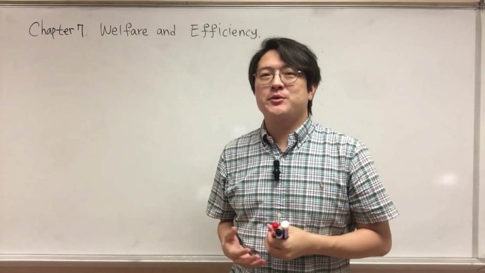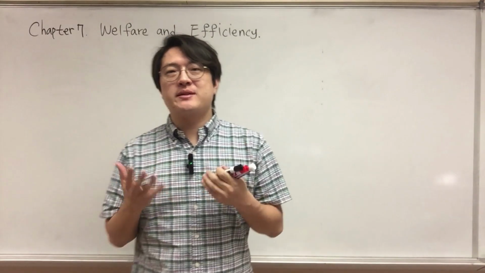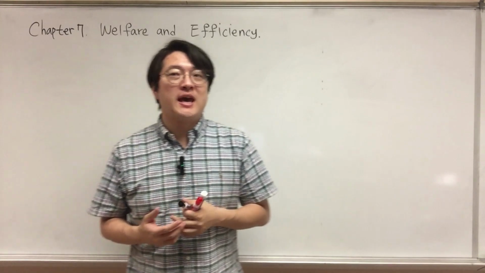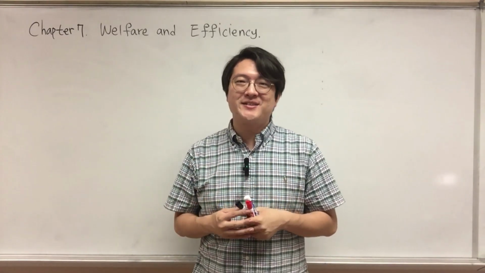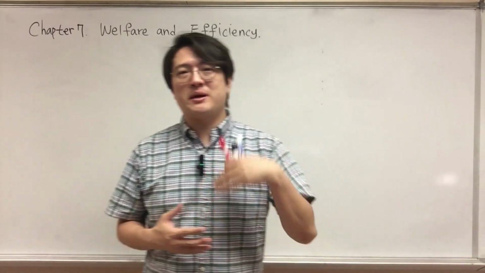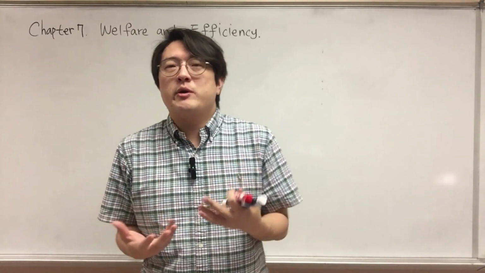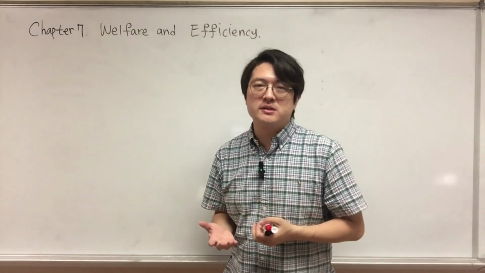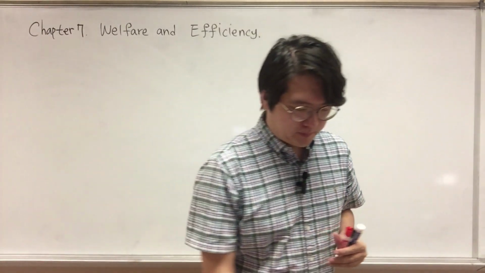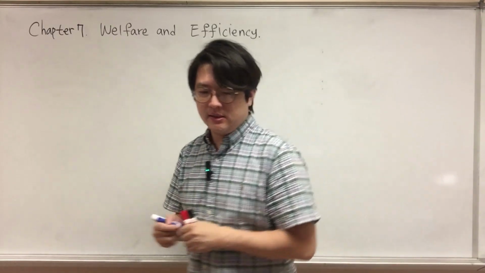So this is the time to study chapter 7. Last time we studied government interventions, which is about imposing taxes and subsidies on the buyers and sellers, right? So today we are going to talk about chapter 7, which is about welfare and efficiency. In this chapter, we will focus on measuring the surplus and market efficiency. First we need to talk about how we evaluate public policies.